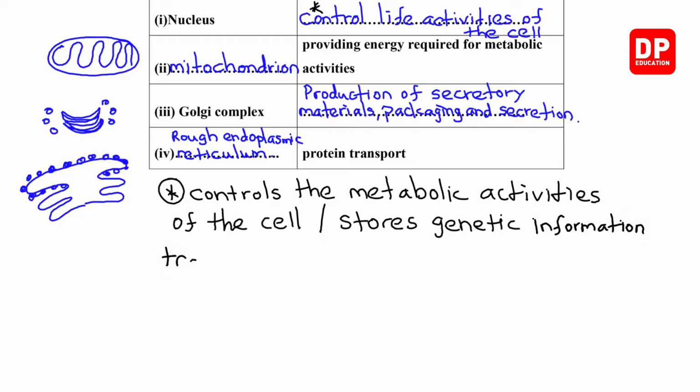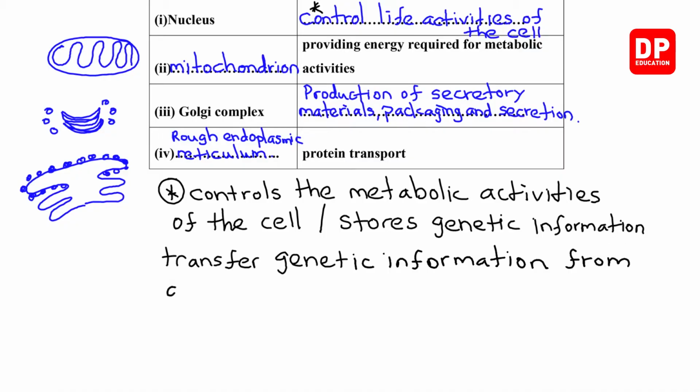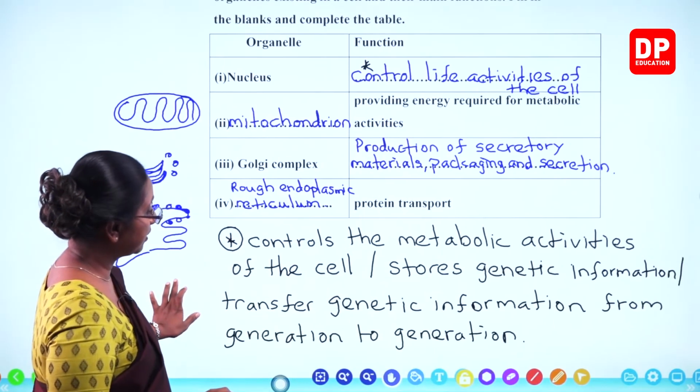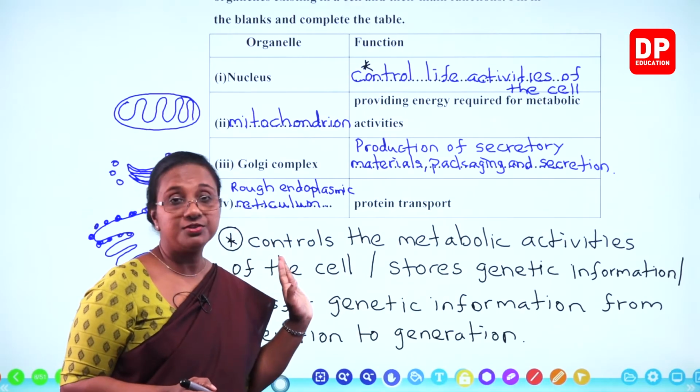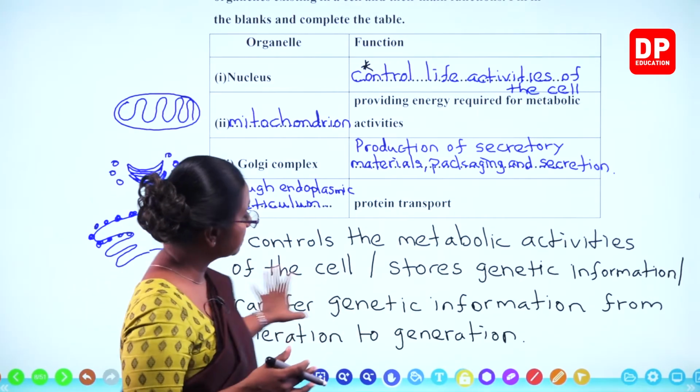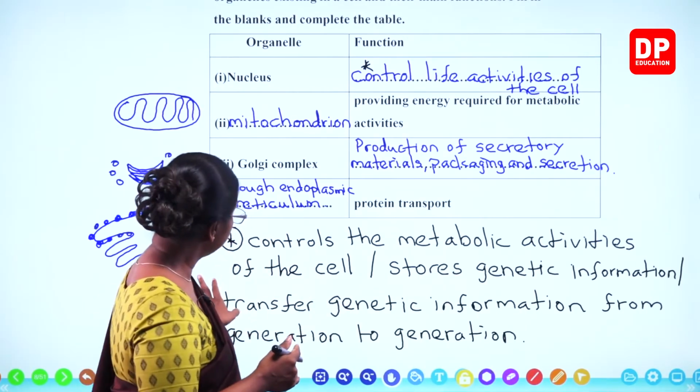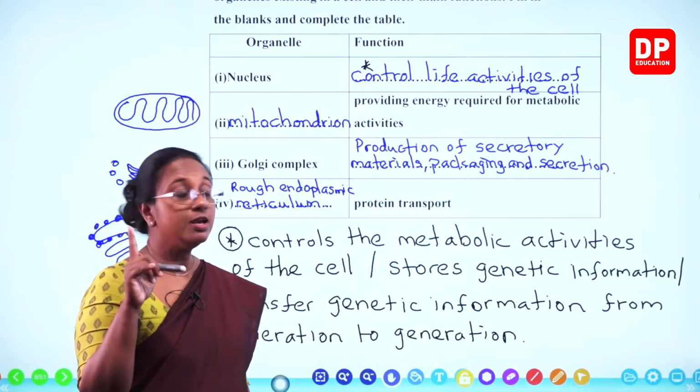Or you can say transfer genetic information from generation to generation. So, all those can be written and all the answers are accepted for the exam. So, the main function, control life activities of the cell, that's how you have learned. But at the same time, these are also functions of the nucleus because there is the chromatin fiber, which is the chromosomes. So, there you can write these functions as well. But you need to write only one answer.